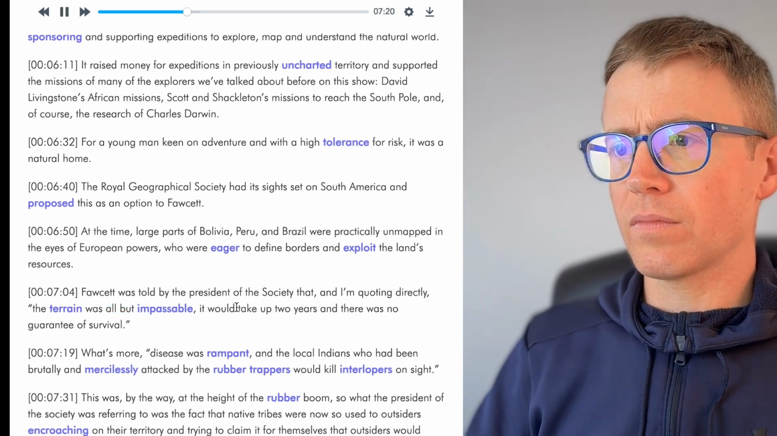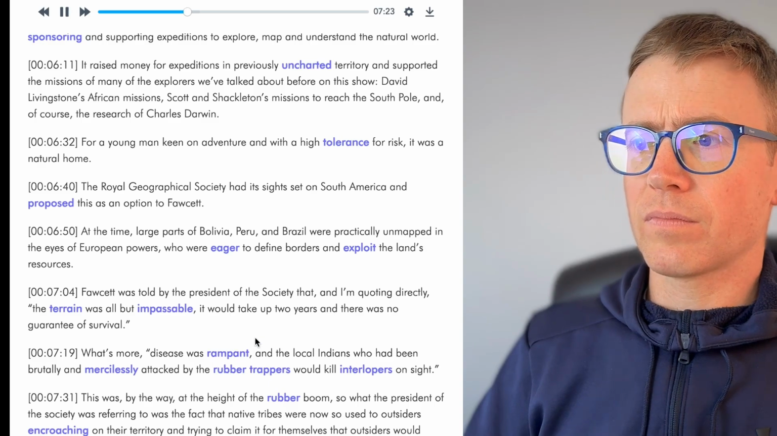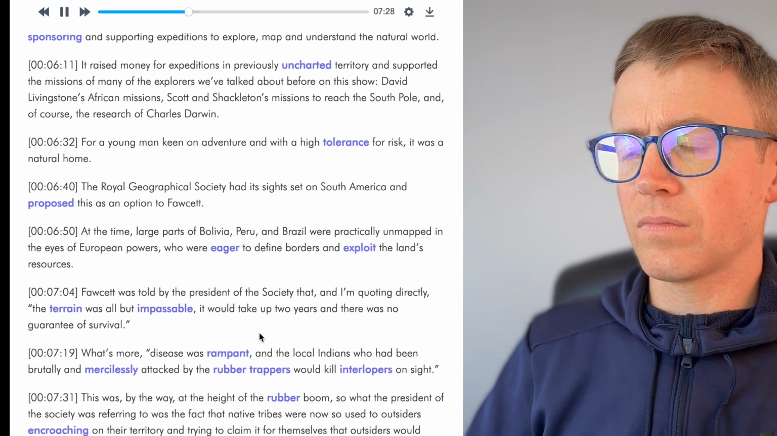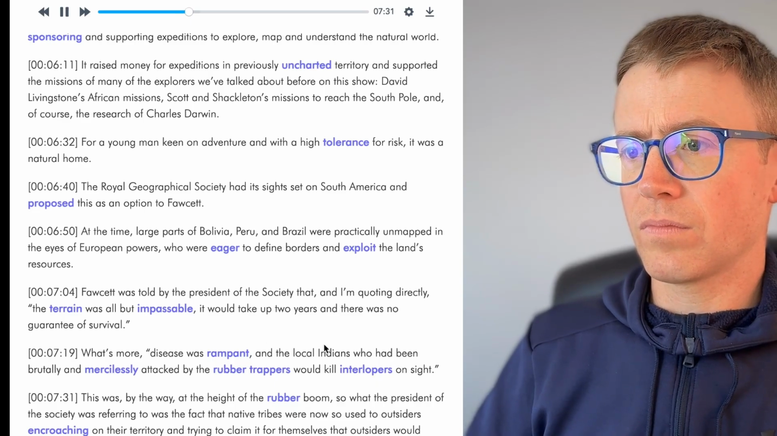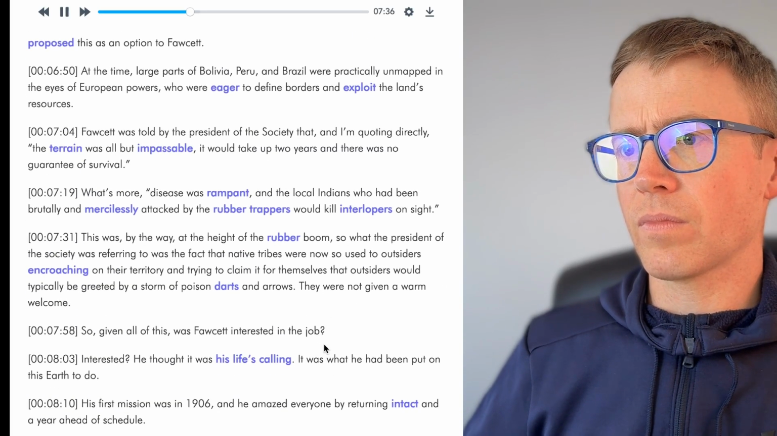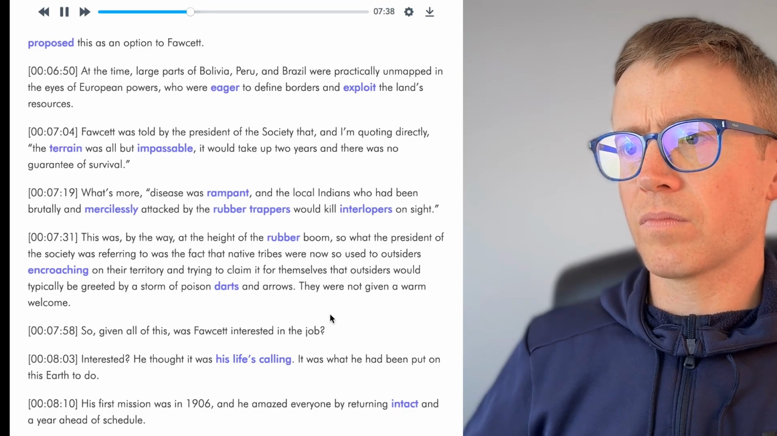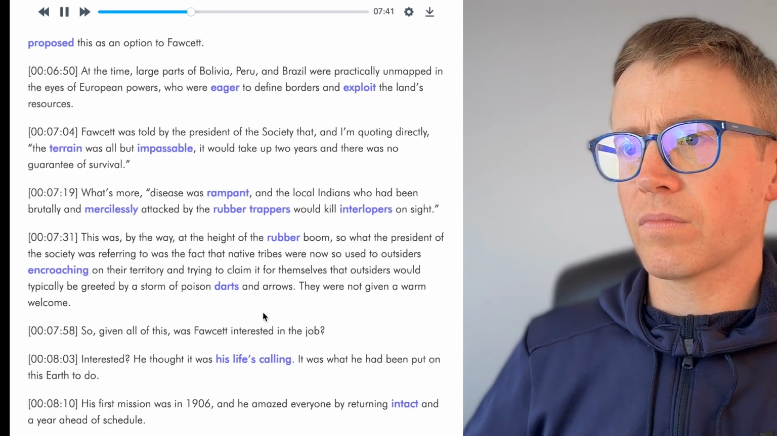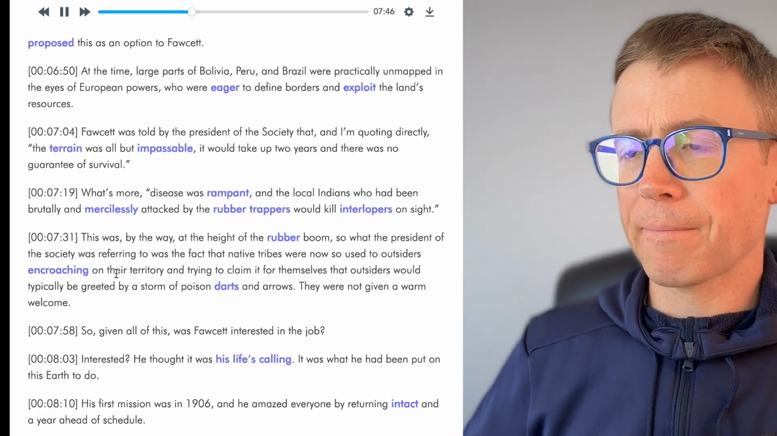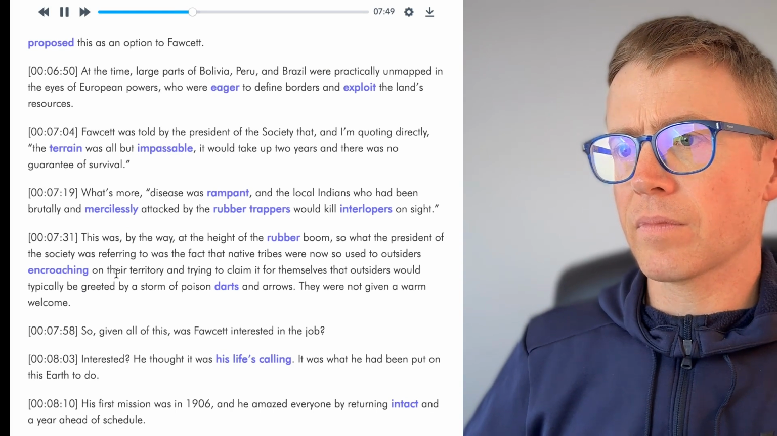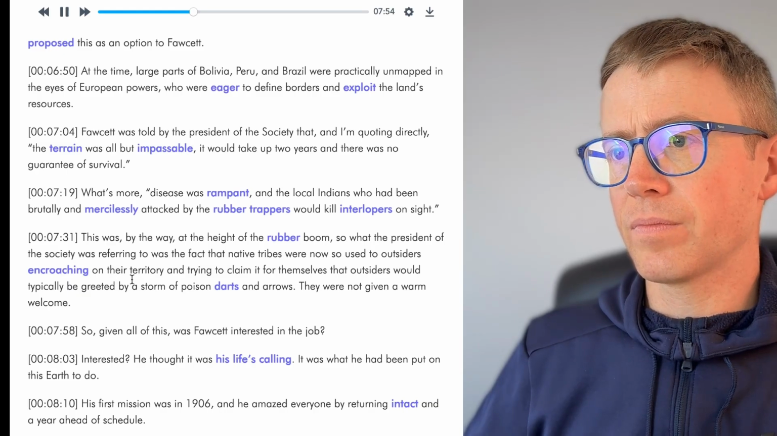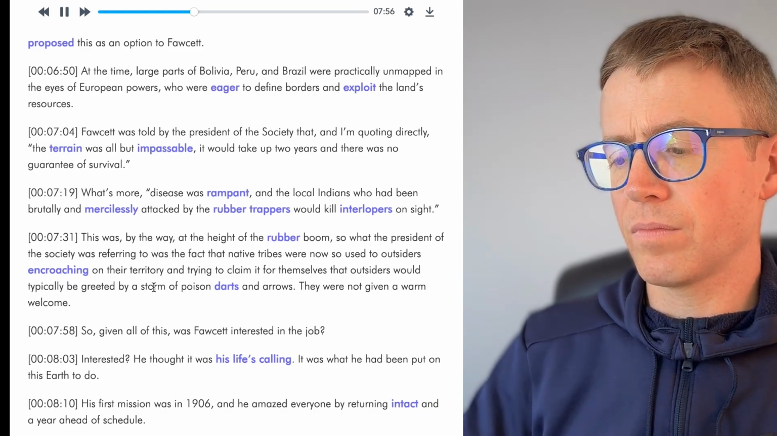What's more, disease was rampant, and the local Indians, who had been brutally and mercilessly attacked by the rubber trappers, would kill interlopers on sight. This was, by the way, at the height of the rubber boom. So what the president of the society was referring to was the fact that native tribes were now so used to outsiders encroaching on their territory and trying to claim it for themselves that outsiders would typically be greeted by a storm of poisoned darts and arrows. They were not given a warm welcome.